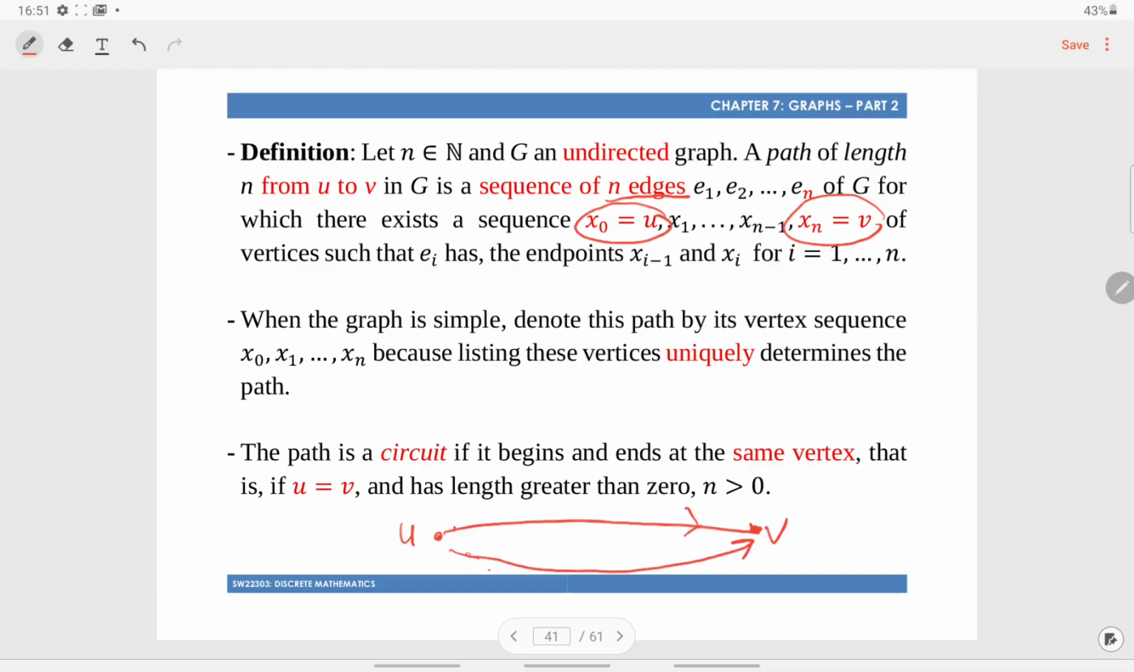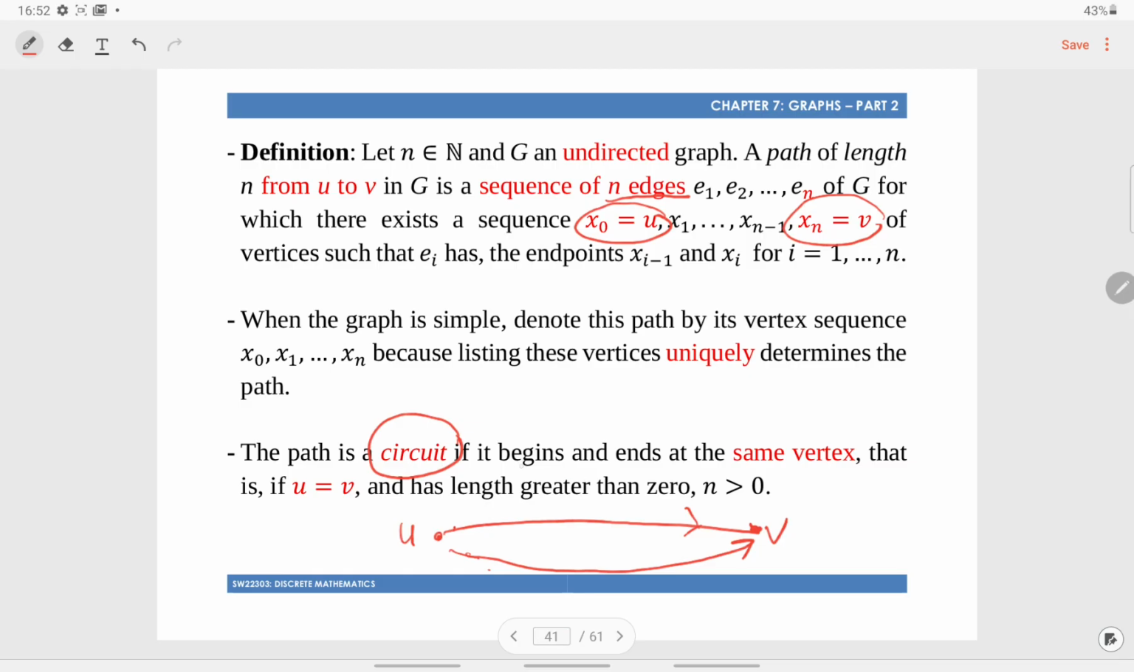When the graph is simple, denote this path by its vertex sequence x0, x1 up to xn, because listing these vertices uniquely determines the path. The path is a circuit. What is the condition?